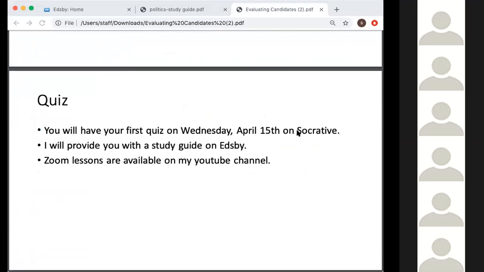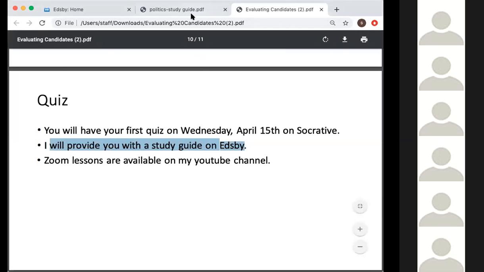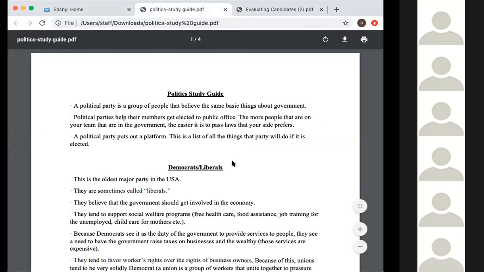I'm going to do it through Socrative, which you have all used in my class before. The test is only going to be 15 questions in length. Next week, I'll give you the information on how to log in. I am going to give you a study guide. It will be up on Edsby the second that we get out of here. It looks like this. In fact, it is this.